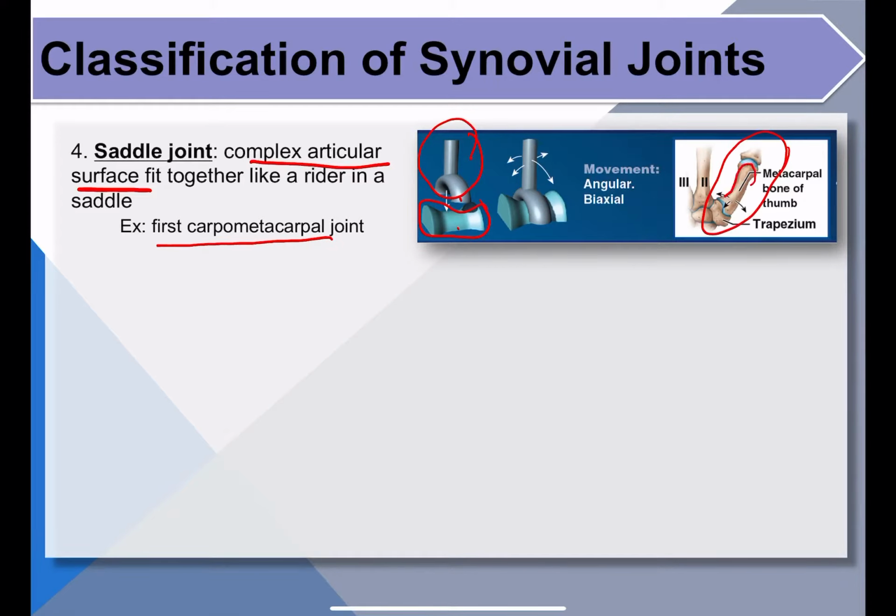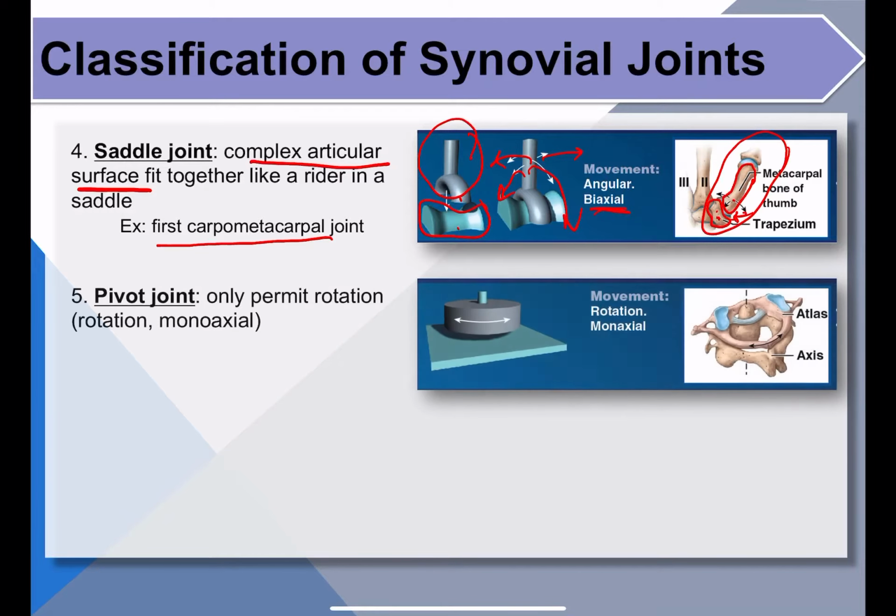So this is the metacarpal of your thumb. This is the carpal called trapezium carpal bone that articulates with the metacarpal bone of your thumb. And it is this joint right here that allows it to move this way or to the side. So saddle joint is also a biaxial joint that allows for flexion, extension, abduction and adduction, and even a little bit of circumduction of the thumb.